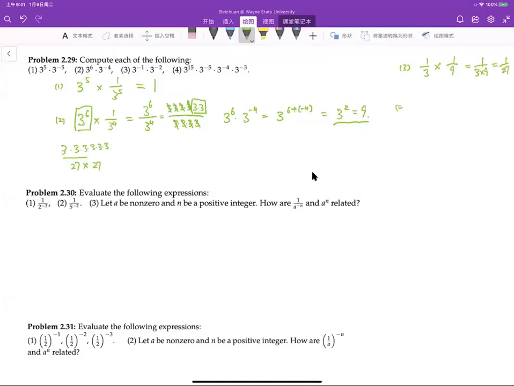So how about the last one? So the number 4 is a product of 4 powers, right? So all of them are power 4. So what is it?